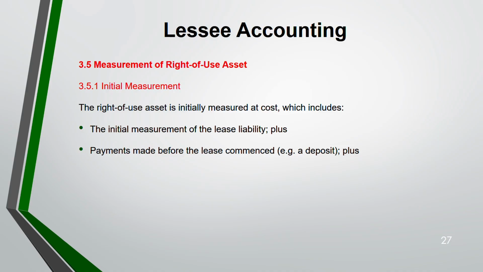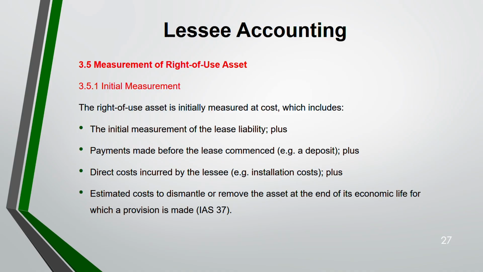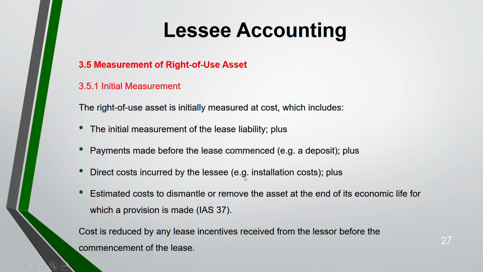They are payments made before lease commenced. Deposit. Remember, deposit we ignored in the lease liability, but for right of use asset, you have to add it with the lease liability. Plus direct costs that are incurred by the lessee, like installation cost. Plus any estimated cost to dismantle or remove the asset at the end of its economic life for which a provision is made according to IS 37. Okay, this also you have to add. So you have to keep on adding all this with the initial measurement of lease liability. Initial measurement of lease liability you have to calculate, and then with all this you will add this.